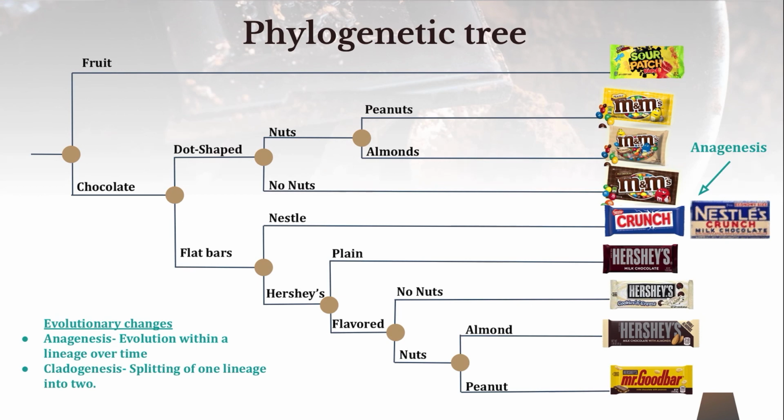An example of anagenesis is the evolution of the Crunch Bar from when it first hit the shelves in 1938 and what it looks like now. The formula and the packaging have evolved over time, and the lineage has changed.